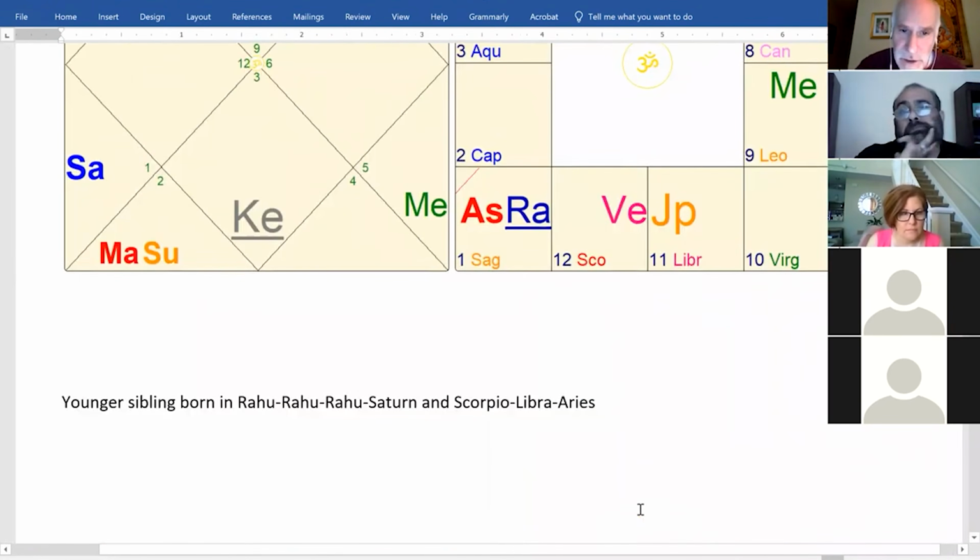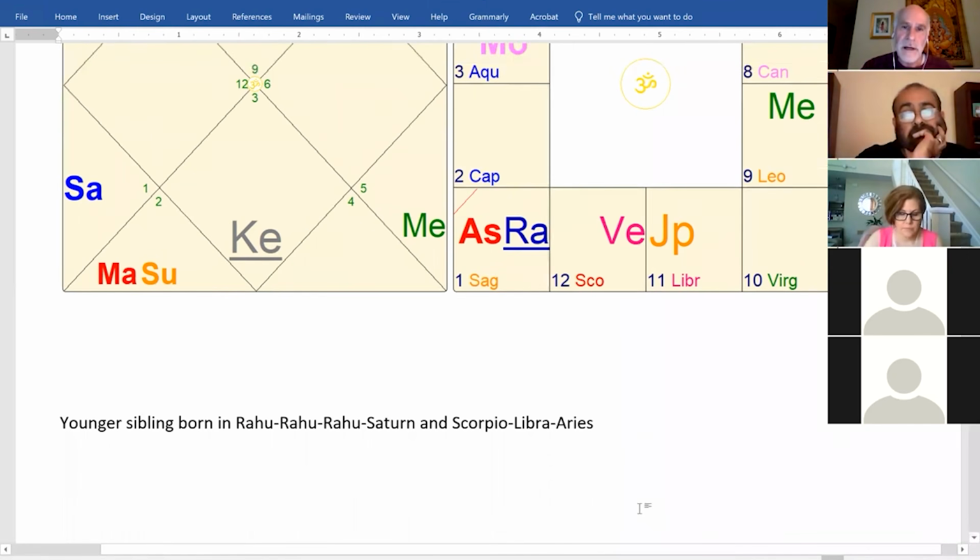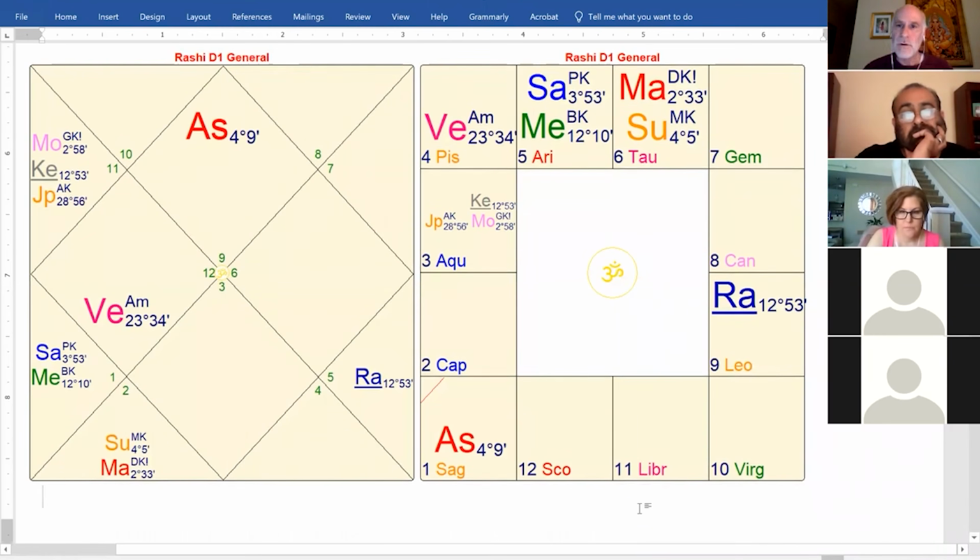Now, in the Charadasha system, it was in Scorpio, Libra, Aries. Start with Scorpio, going back to the Rashi here. In what way could Scorpio become eligible for bringing this event?